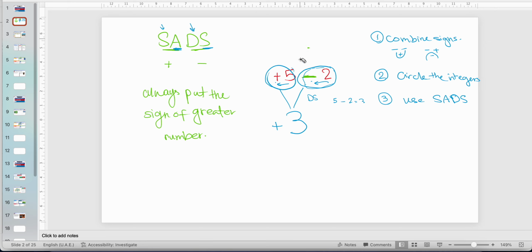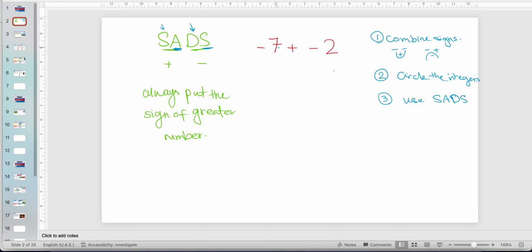Let's take quickly another example. Let's say you have negative 7 plus negative 2. Again, first step, if I have two signs back to back, I need to combine them. Positive with negative will be negative. Write the rest as they are. I'm done. Second step, circle your number with its sign. Done. Then use SADS. Ask yourself, are they same sign or different sign? Same sign, both of them are negative, then I have to add them. Same, add. 2 plus 7 is 9.